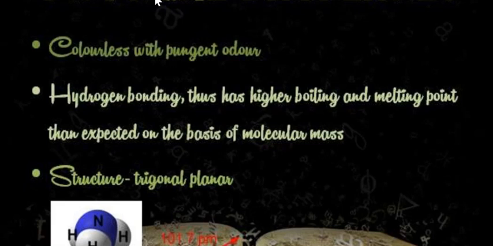And in solid as well as in liquid state, it is associated, due to which it has higher melting and boiling point. And this ammonia molecule has a trigonal pyramidal structure. And it has 3 bond pairs and 1 lone pair.